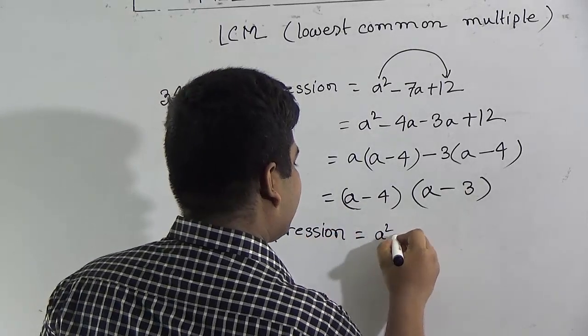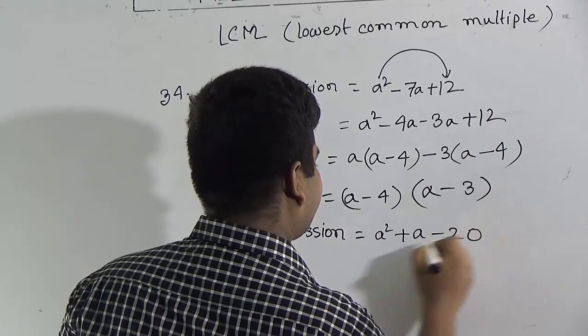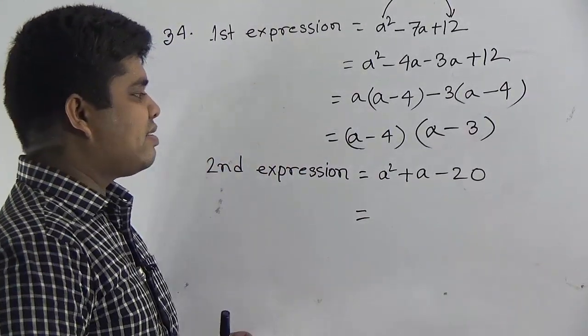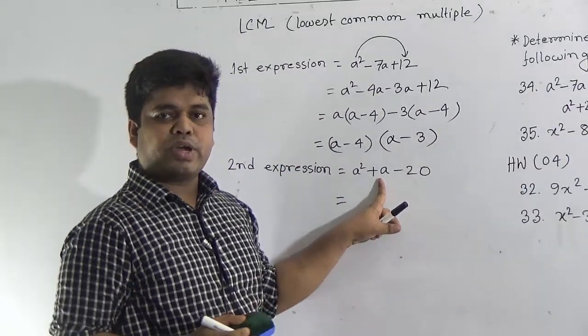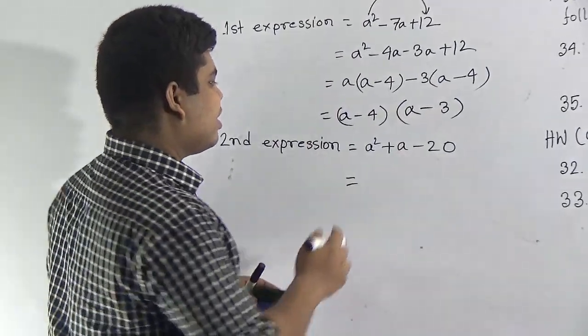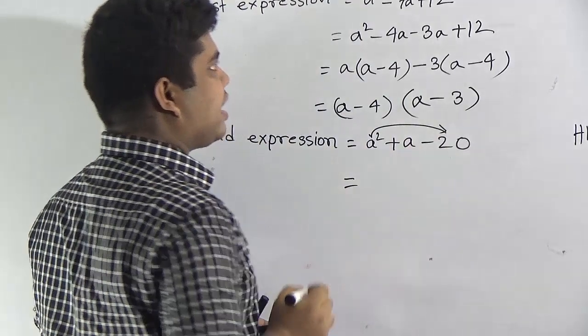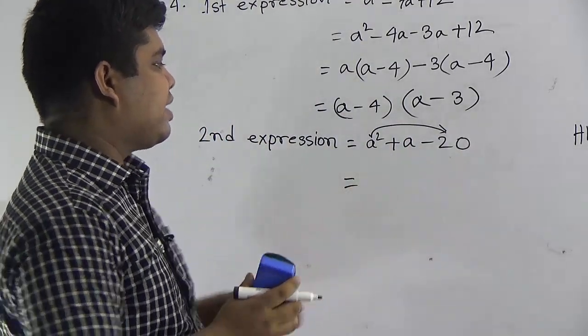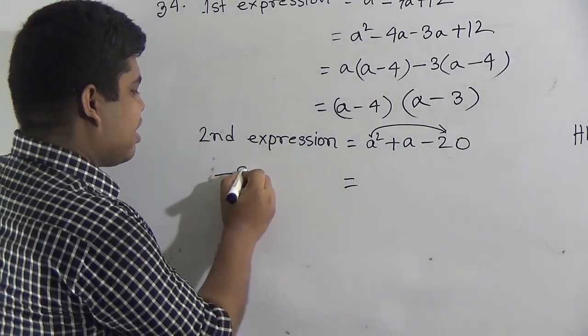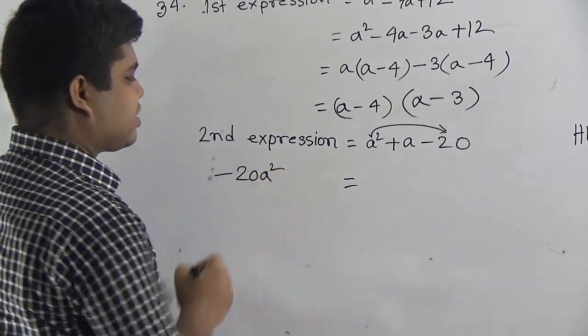a square plus a minus 20. My dear students, this is also middle term break. So we apply here the middle term break procedure. At first we multiply these two numbers. If we multiply these two numbers, then we get minus 20 a square.